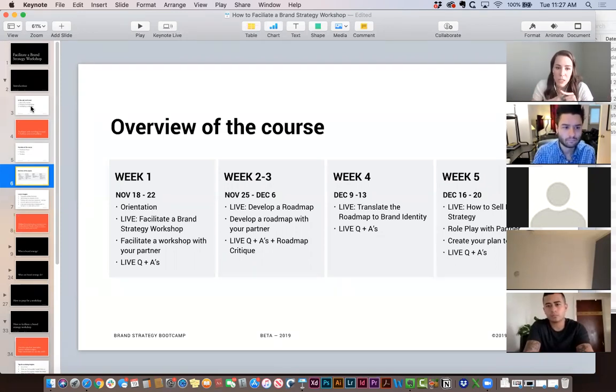Week 2 and 3, I decided to do 2 weeks for developing a roadmap, just because if you haven't finished facilitating a workshop, it might take you some time to do that. And then that will give us time to really dive into the roadmaps, but then also do critiques on roadmaps. I know that's something that multiple people have shared with me that would be really cool if we could critique those. So using 2 weeks would, I hope, give us enough time for that.